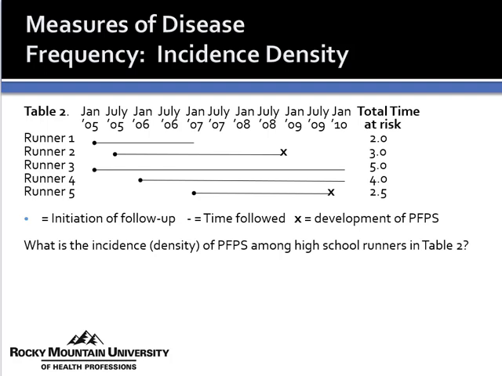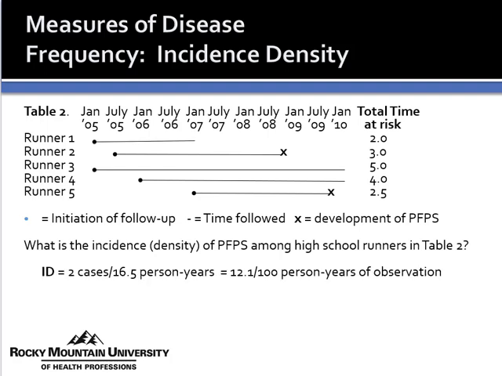So now what we would do is we would calculate the total time at risk, and we would divide the number of people who experienced it, 2 cases, divided by 16.5 person years, and then multiply it by some factor of 10 to inform us that 12.1 per 100 person years of observation occurred in this case.